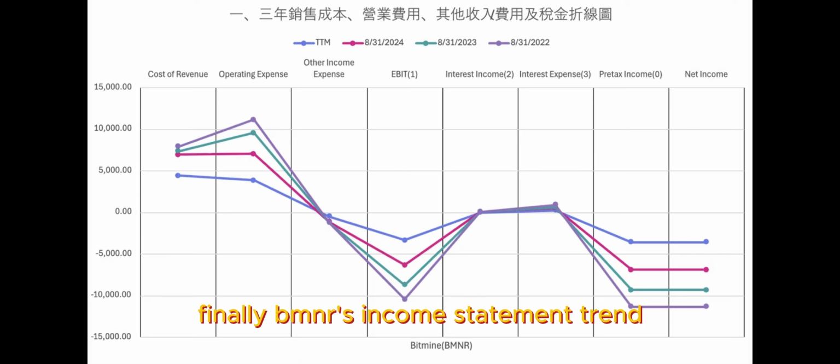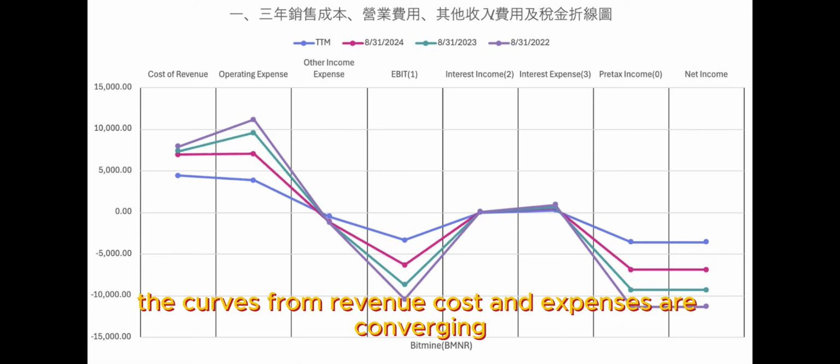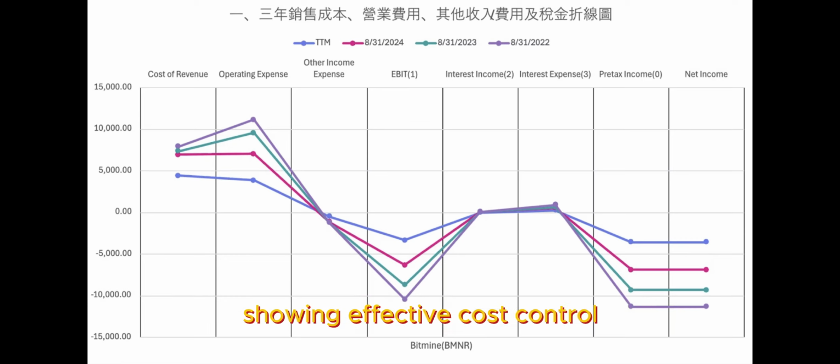Finally, BMNR's income statement trend. The curves of revenue, cost, and expenses are converging, showing effective cost control and a narrowing loss gap driven by operating efficiency.